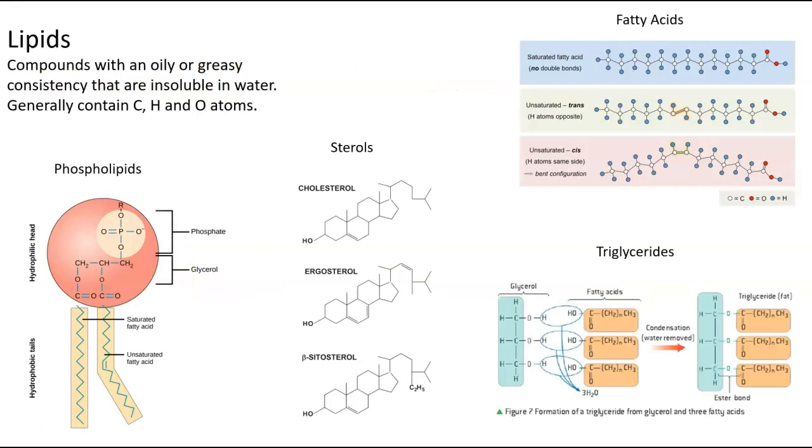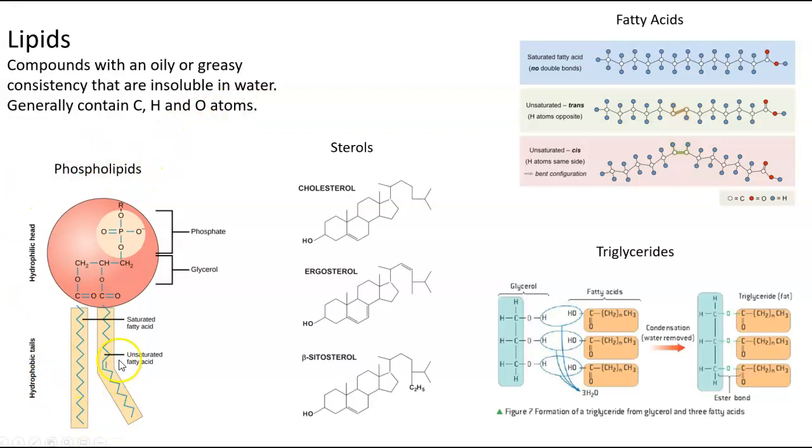Okay, let's look at lipids then. Lipids are a little bit more tricky. They are not as easily grouped together and defined as carbohydrates, but this is the main definition: compounds with an oily or greasy consistency that are also insoluble in water. In general, they contain carbon, hydrogen, and oxygen atoms, just like carbohydrates do, but sometimes they have other things as well. And there are very many different types of lipids.